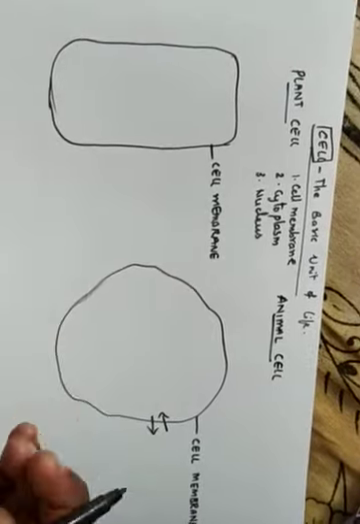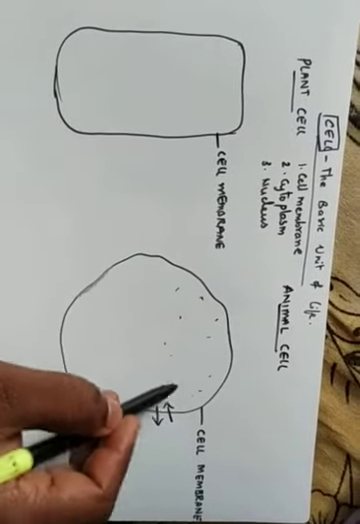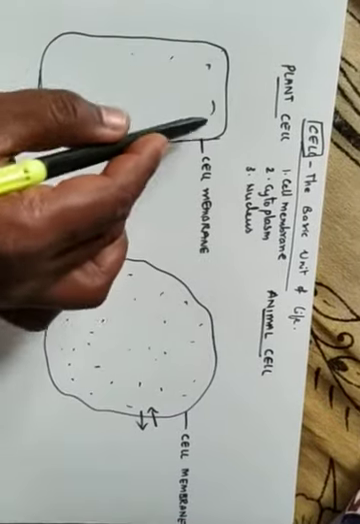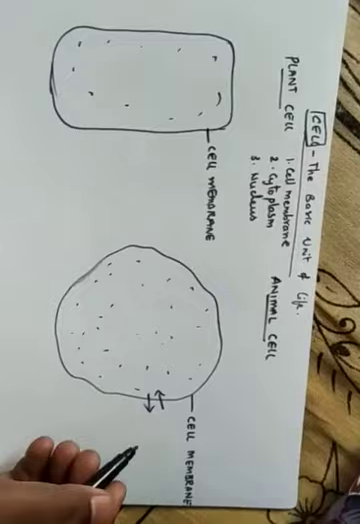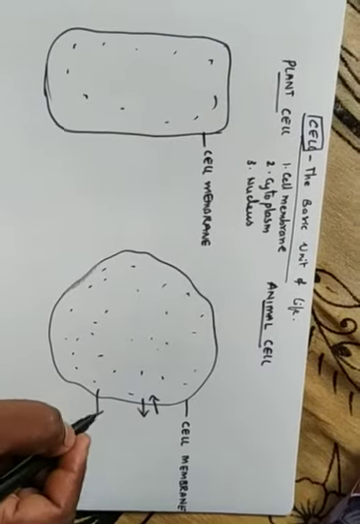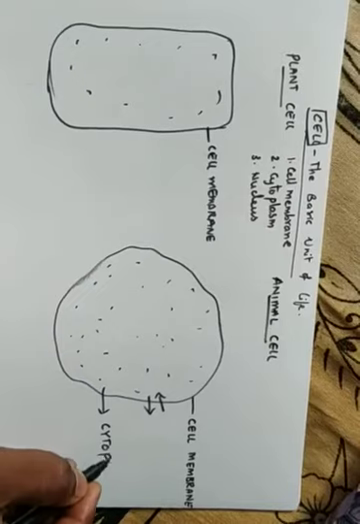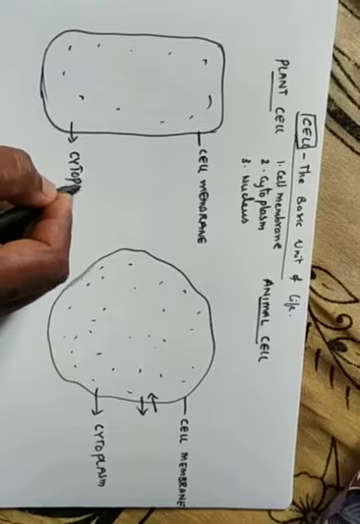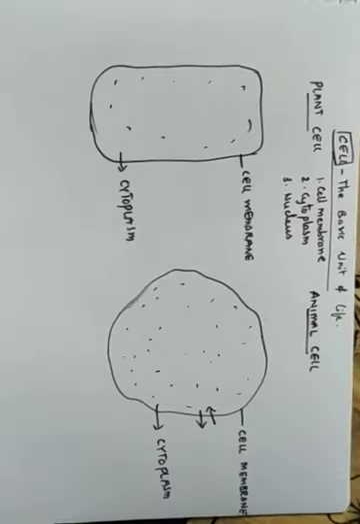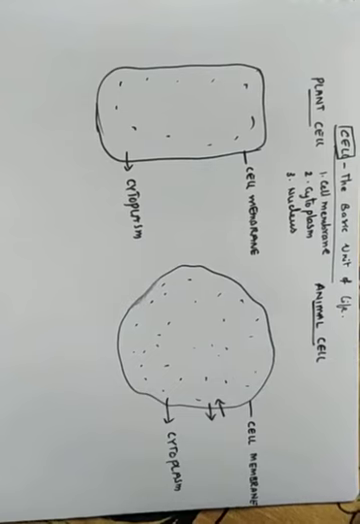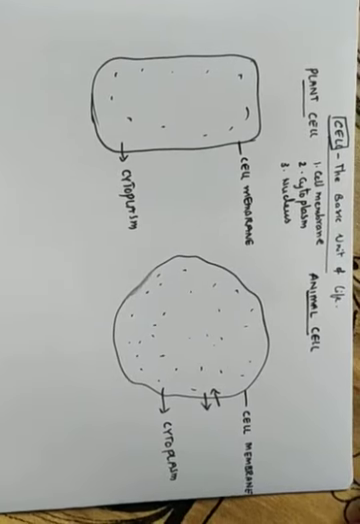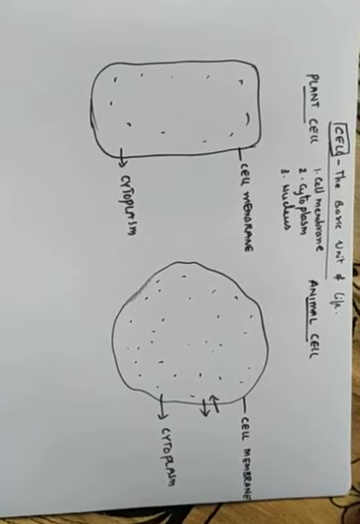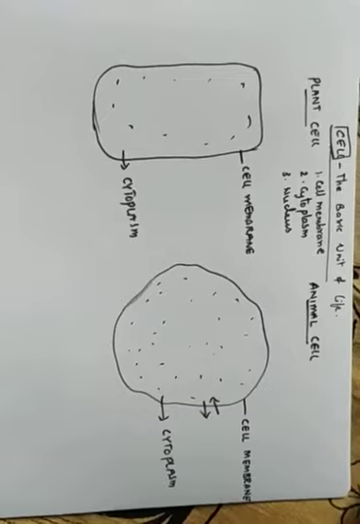The next, inside the cell membrane is filled with some jelly-like substance. Jelly-like means gum-like substance is filled inside the cell membrane like this. The jelly-like substance which is present inside the cell is called cytoplasm. What is that called? Cytoplasm is filled inside the cell membrane. This cytoplasm is a jelly-like substance, right? And it is heterogeneous material. Heterogeneous means which contains different types of chemical substances included in it, right?